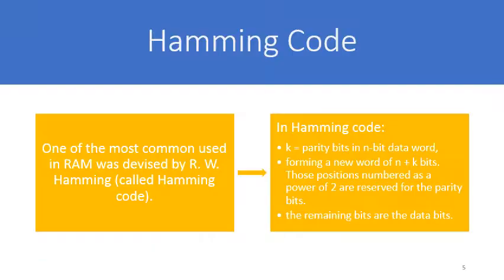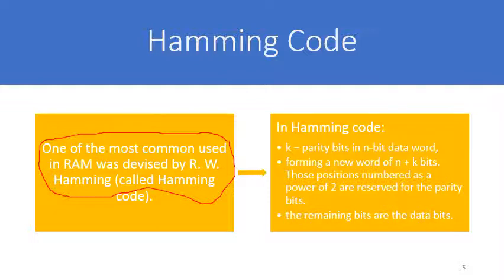So let us see how these schemes are implemented, and we will be discussing the Hamming code here. Basically this is one of the most common codes used in RAM, devised by R.W. Hamming, and this coding mechanism is known as the Hamming code. So what do we mean by the Hamming code, how is this code implemented, and how will this code help us detect or correct errors?